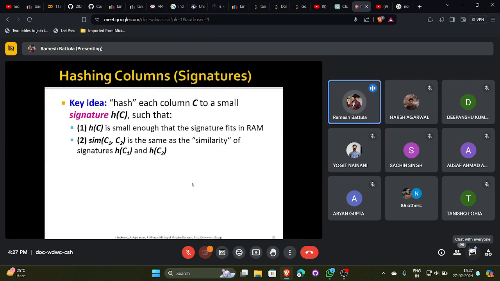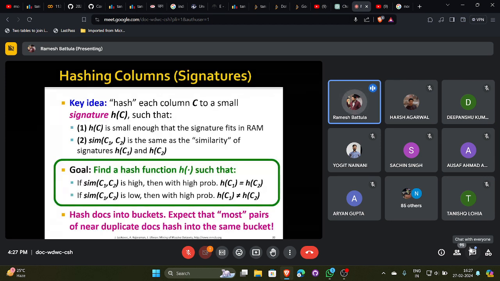The signatures we are going to call hashing columns. Hash each column C to a small signature, which you can treat as H of C, such that H of C is small enough that the signature fits in memory, and the similarity of C1 and C2 is the same as the similarity of the signatures H of C1 and H of C2. So these two conditions you remember.